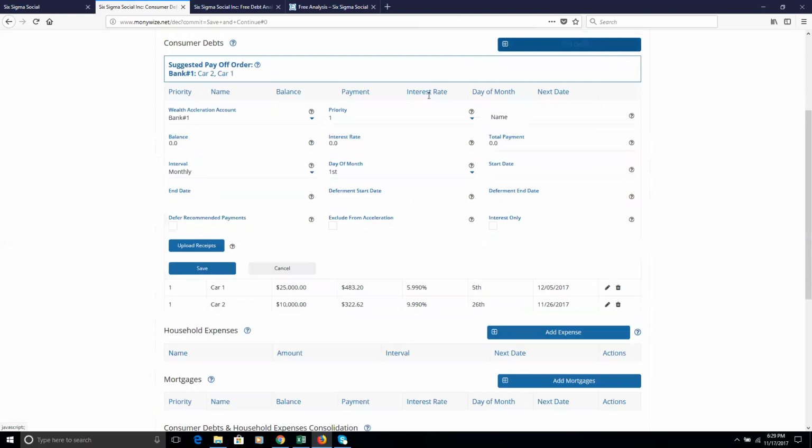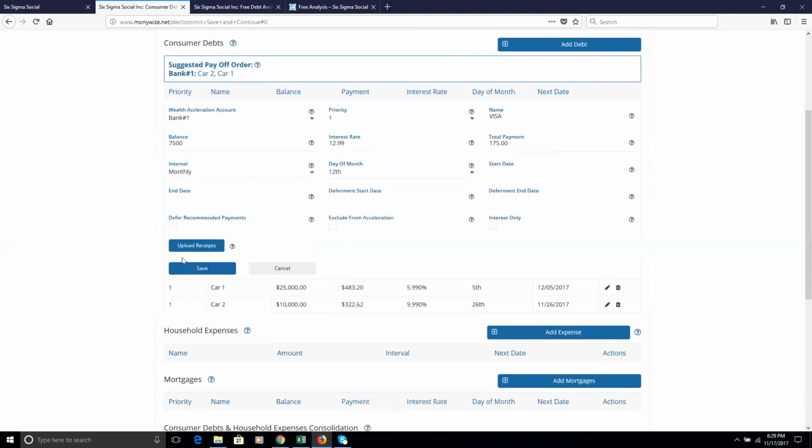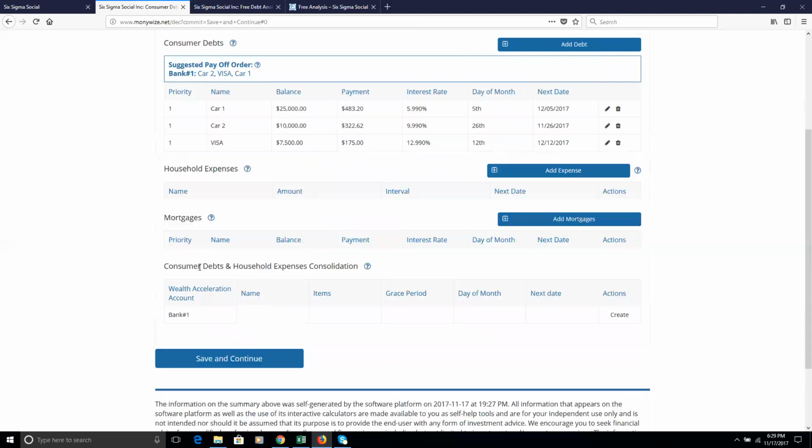Absolutely, Ian. So let's say they got some credit card debt. We'll give them a Visa card here. Let's say they got 7,500 on that. Okay. Well, they're getting a good interest rate. I'll give them that. And they're just whittling away at that. They're just paying 175 off, and that's going out monthly. Let's have that go out on the 12th. I'm just grabbing dates at random. Then we'll save that.